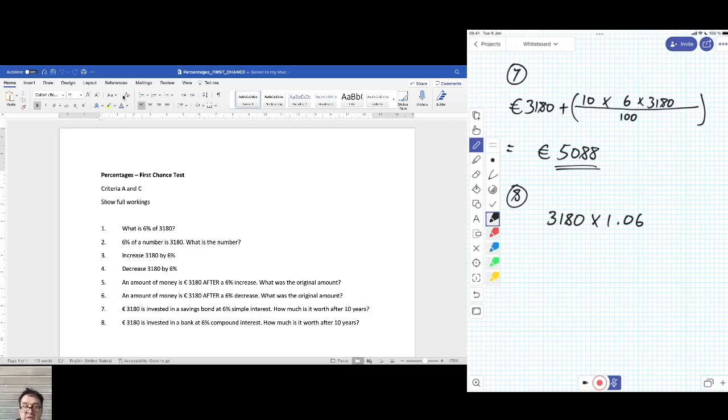But that's not happening just for 1 year. It's happening for 10 years because you're multiplying by 1.06 by 1.06 by 1.06, and so on. So you're doing that 10 times. That's not the same as times 10. Multiplying by 1.06 and doing it 10 times is not the same as doing 1.06 times 10. It's multiplying it by itself 10 times, not multiplying it by 10.